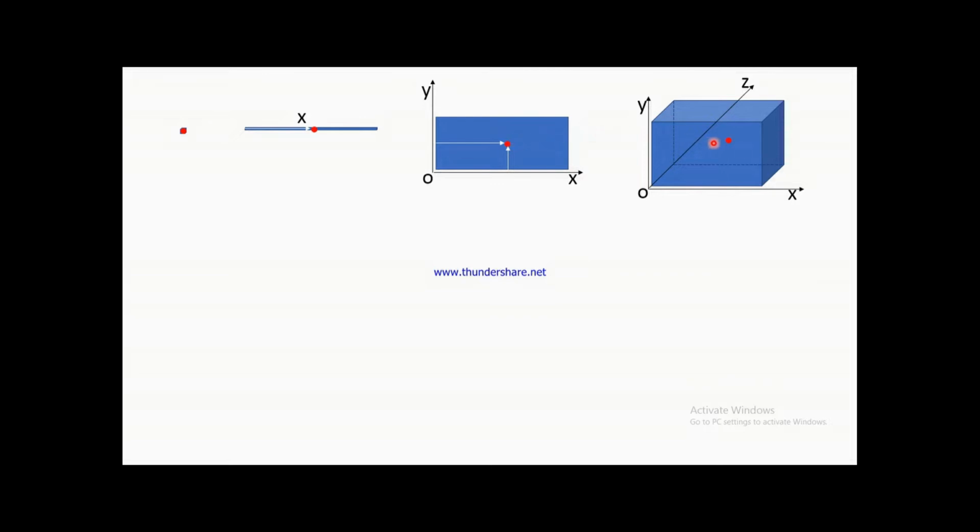And think about this point on a cube. The location of this point could be located by the x-axis and y-axis and z-axis. So to locate this point, we have to consider three dimensions.